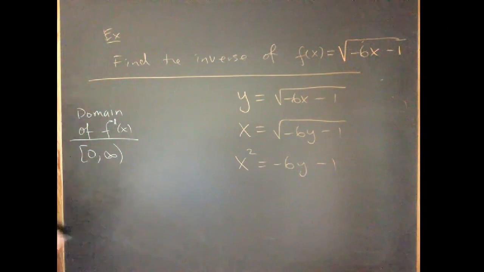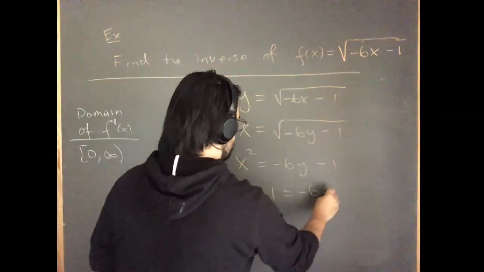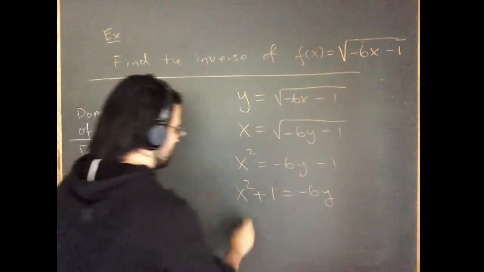Okay, so now we want to get the y on its own, so we'll add 1, and then we'll divide by the negative 6.